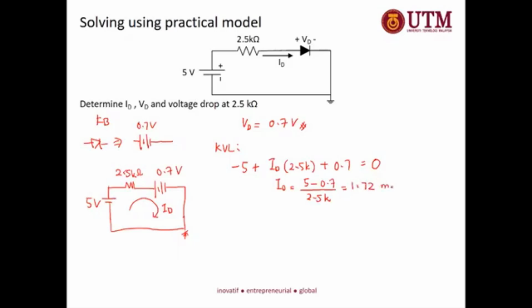And then for the VR again, just remember the VR is the voltage drop at the 2.5 kilo ohm. VR is 1.72 milli times 2.5k. So this is equal to 4.3 volt. So this is the answer.